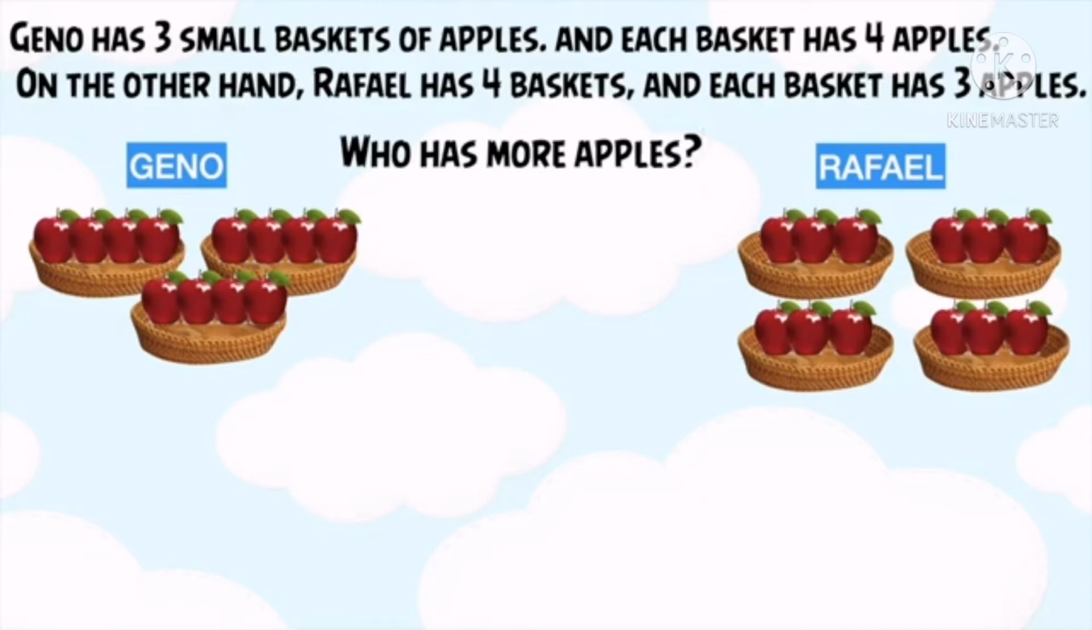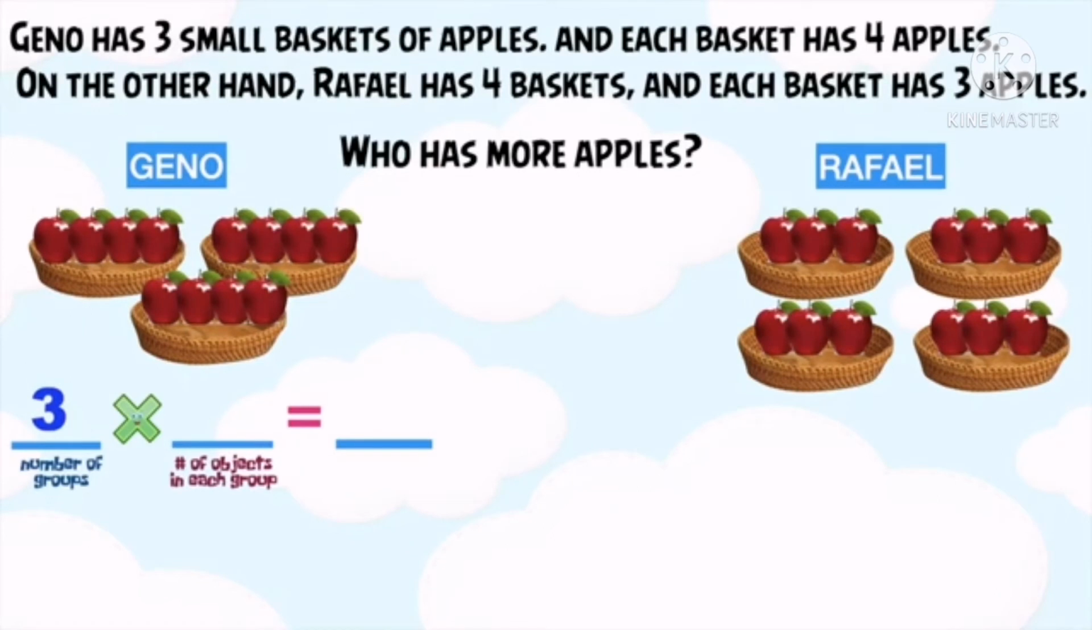Now let's count the number of apples of Gino and Rafael using the multiplication sentence. Let's go first for Gino. Let's write the number at the first factor. Remember, the first factor is the number of groups. So we have, very good, 3.